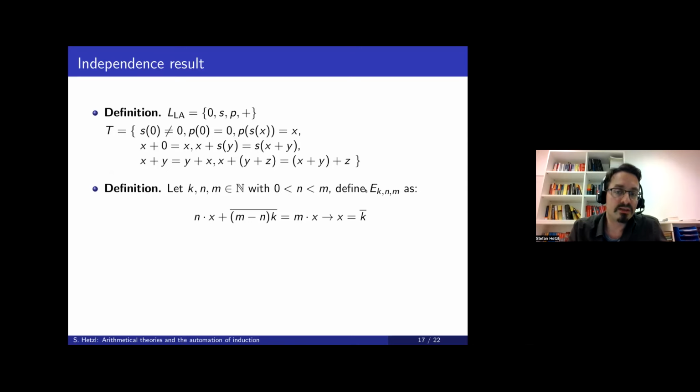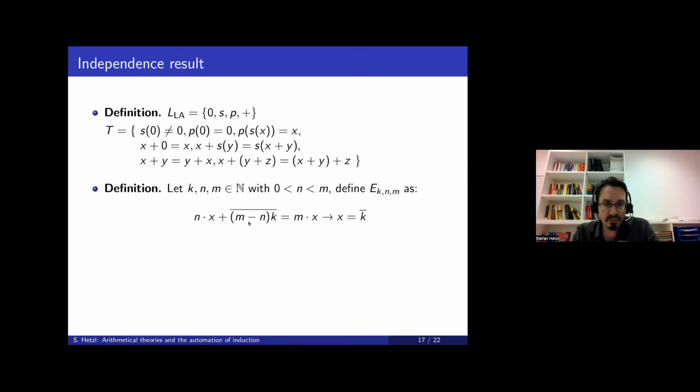The formulas in this independence result will be, well, this E K M. So let's try to read this here. n times x in the signature of linear arithmetic just means x plus x plus x, n times. This bar here is just a numeral.